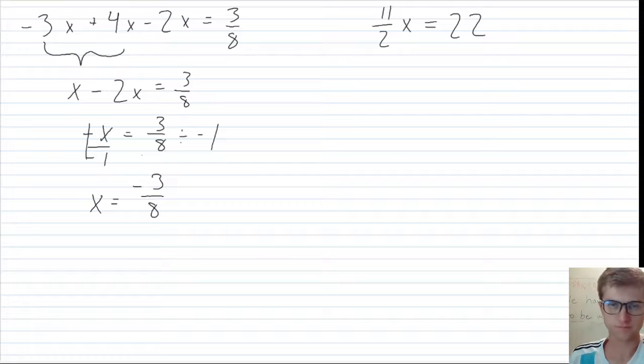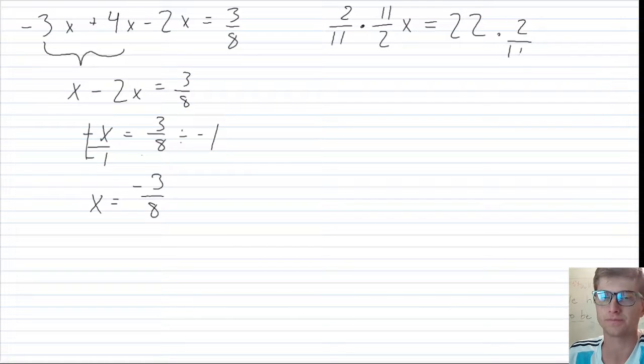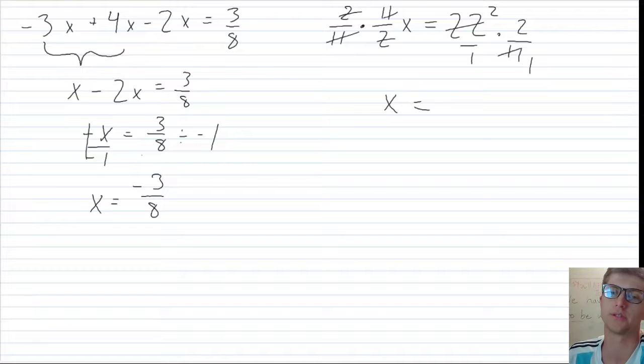Little shortcut. Okay, 11 over 2 x equals 22. We could do our fraction clearing, but in this case, since there's only one thing we have to do to the x, we'll go ahead and do that. What's the opposite? Multiplying by 11 over 2, multiplying by the reciprocal, 2 over 11. What we do to one side, we'll do to the other. Cancel, cancel, cancel, cancel. We're left with x, and then 11 goes into 11 once, 11 goes into 22 twice, 2 times 2 is 4.